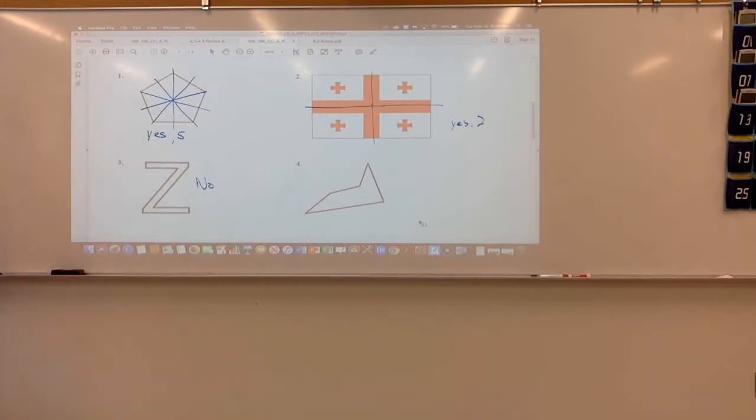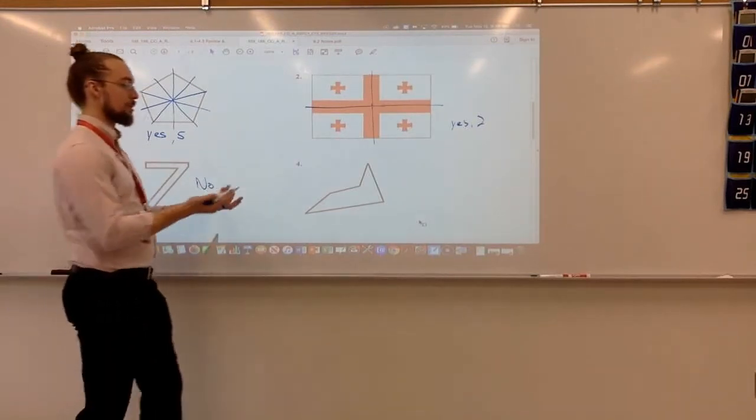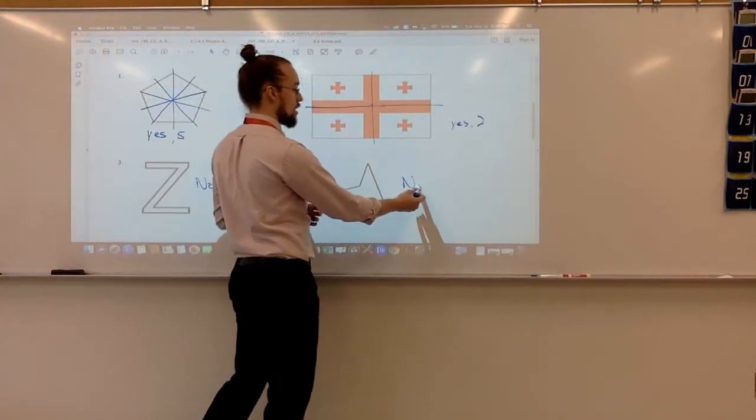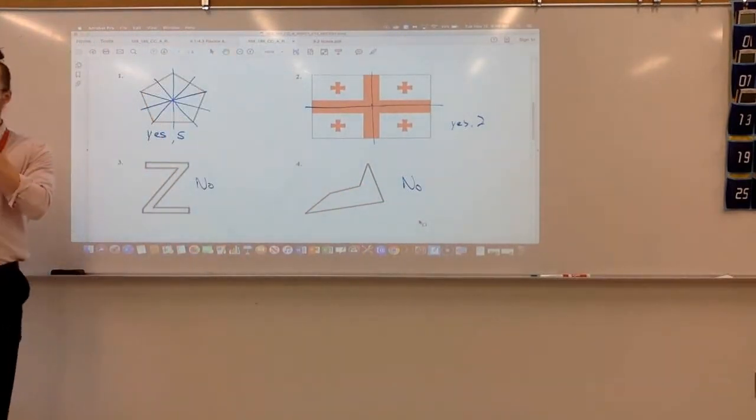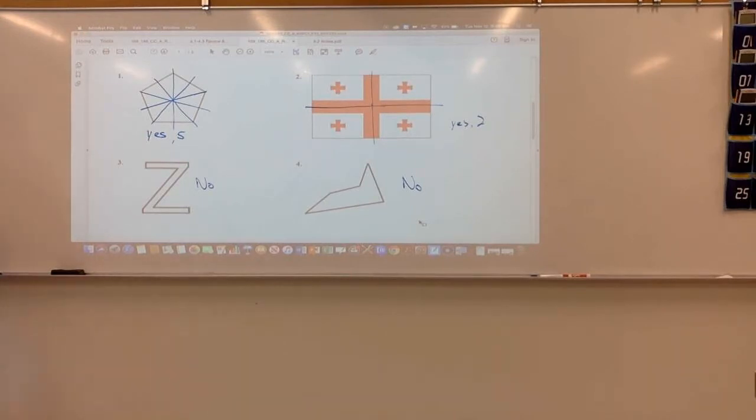How about the last one? No, right? This one is pretty easy to see. There aren't any lines of reflection in that one. Okay? So questions on finding lines of symmetry?